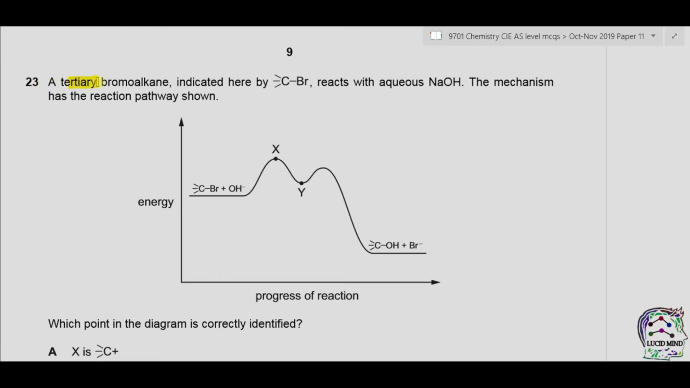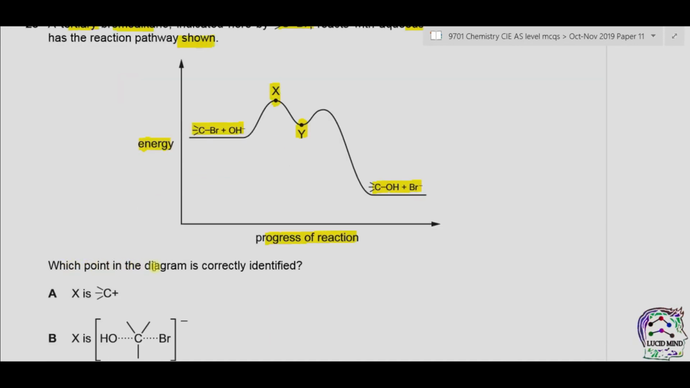Question 23. A tertiary bromoalkane indicated here by CBr reacts with aqueous sodium hydroxide. The mechanism has the reaction pathway shown. Now we can see there are two components. One is X having high energy. Second is Y having low energy. On Y-axis we have energy given, and on X-axis we have progress of the reaction. These are the reactants and this is the product that is formed. Which point in the diagram is correctly identified?